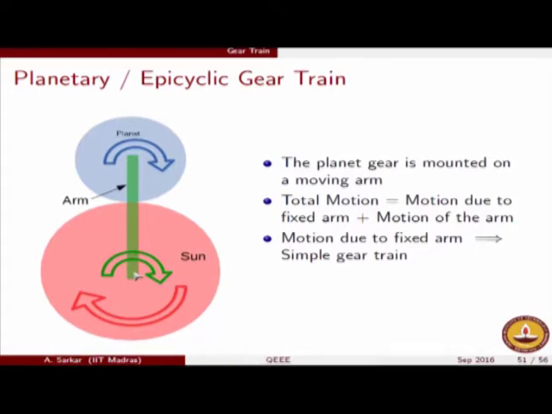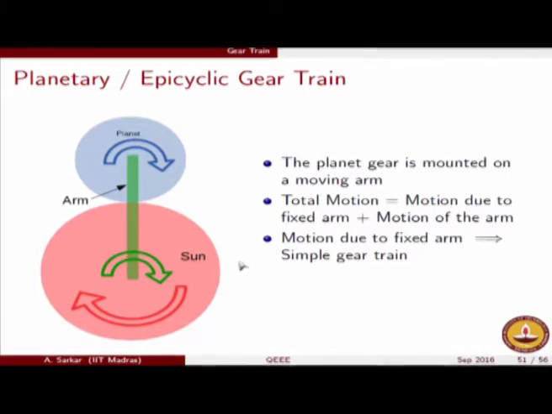So we will consider two separate cases, one in which the arm is fixed and the other in which everything else is mounted onto the arm and is executing motion identical to the arm. If you add up these two motions, the total motion will be exactly the summation of the two. So we will divide and rule.